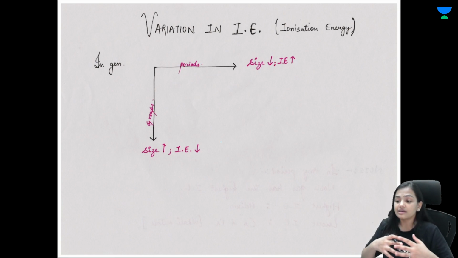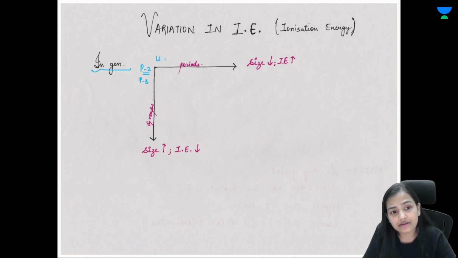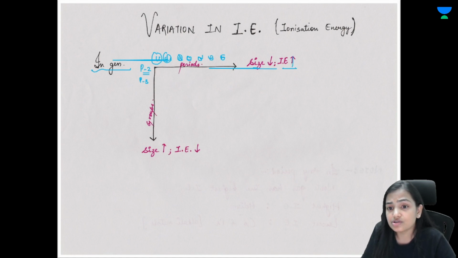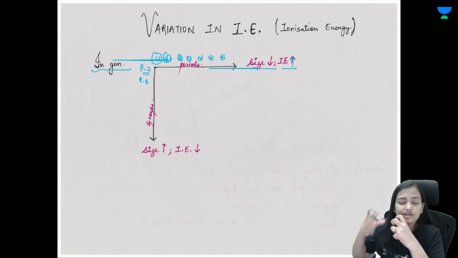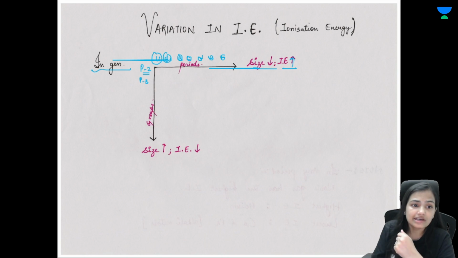Looking over the factors that affect the ionization energy, like the size, Z effective, and many other factors, we come to one conclusion: in general, when we move from left to right along a period, let's say period 2 or period 3, that is lithium, beryllium, boron, carbon, nitrogen, oxygen, fluorine, the size decreases. As the size decreases, the ionization energy increases because the electrons get more tightly held, so more energy is required to remove an electron. This is what we would say in general.